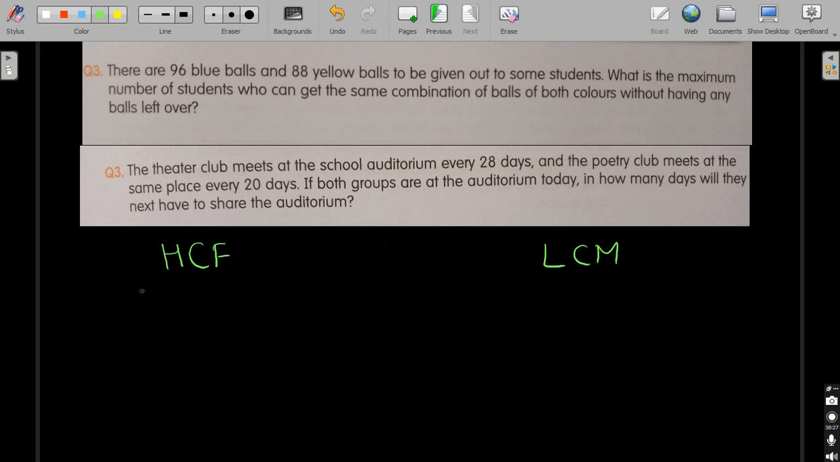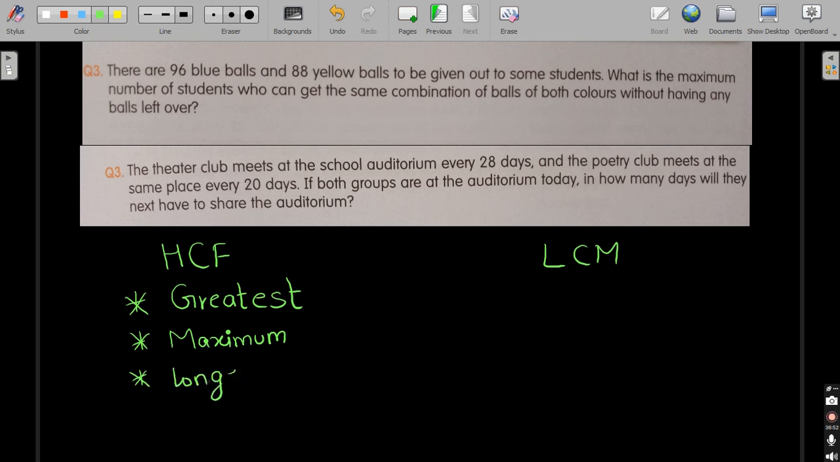So HCF: whenever the question is related to HCF, in the word problem you should find the word greatest in the question. If the word greatest is used, then you need to apply HCF. Next, they can use the word maximum, then you need to apply HCF in the question. Suppose they use the word longest, then you should apply HCF.